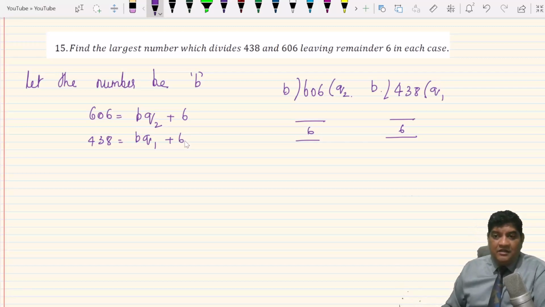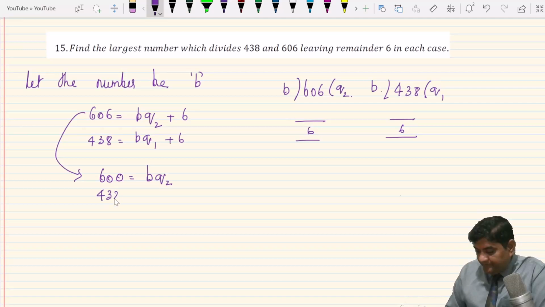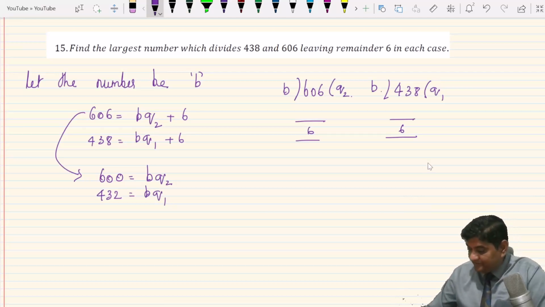Now the moment I transpose both of them to the left hand side, in this equation I'm going to have 600 is equal to b q2, and from here I'll have 432 is equal to b q1. So what does this tell me? It tells me that b is a factor of 600 and also of 432. All right, which means b is the HCF of 600 and 432. So how do I find the HCF now? Well, let's prime factorize it.